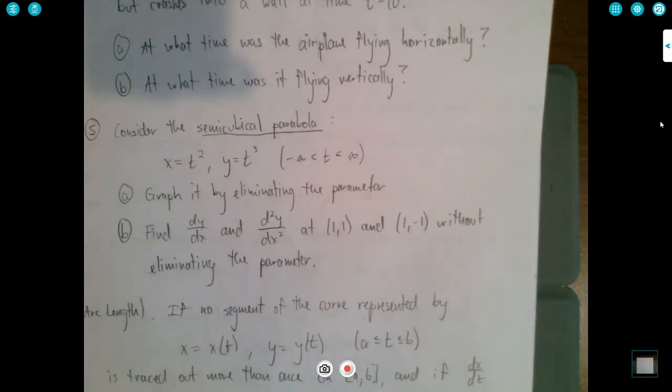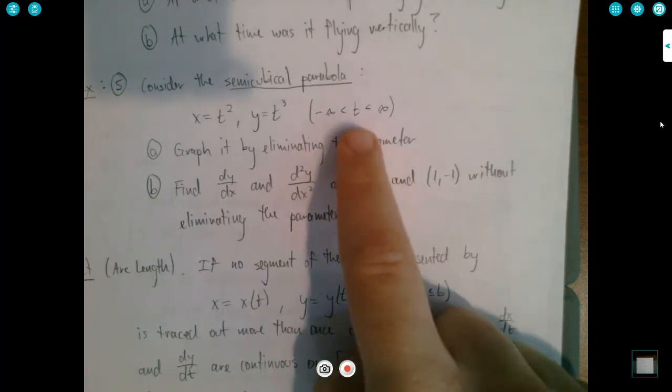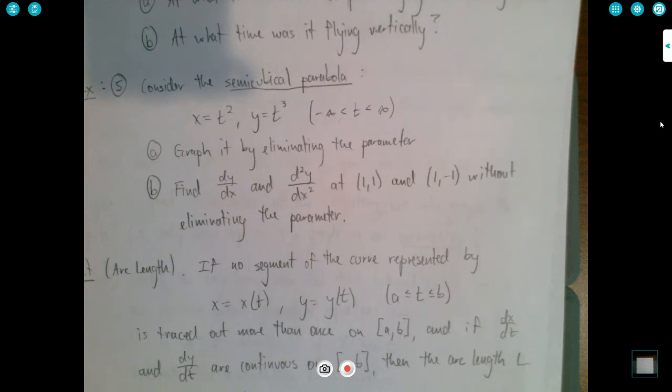Okay, let's look at another problem. It says, consider the semi-cubical parabola, which, by the way, before preparing this lecture, I had no idea that there was such a thing as a semi-cubical parabola. But your book has this example in it. I thought it was a good one. So consider the semi-cubical parabola, x equals t squared, y equals t cubed. And here t could be anything from negative infinity to positive infinity.